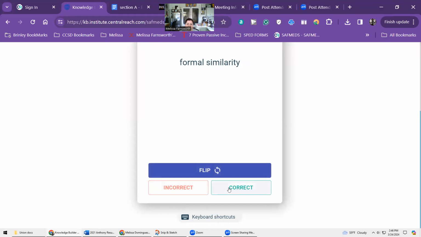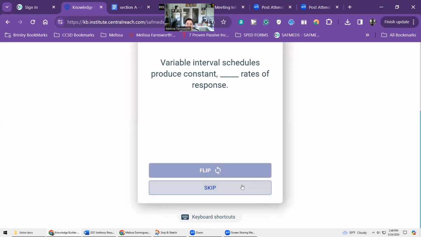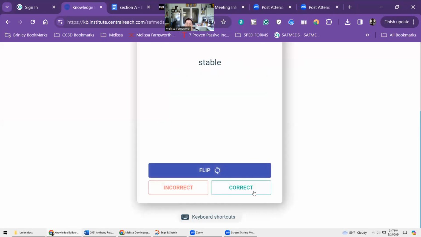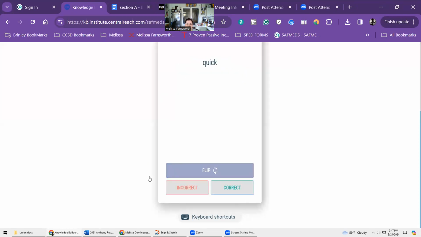Nia's mom gives Cheerios each time Nia says more. The response more increases at breakfast. This is positive reinforcement. Variable interval schedules produce constant stable rates of response. With a fixed ratio schedule, quick rates of response are expected.